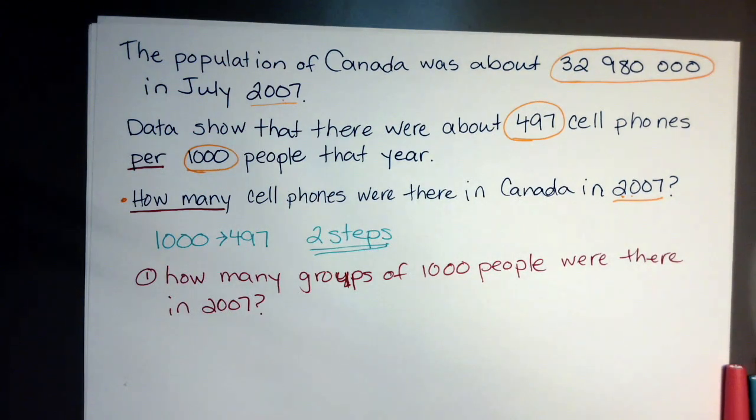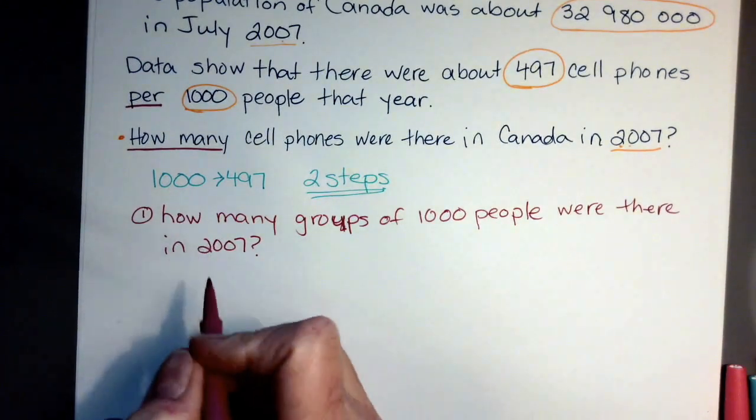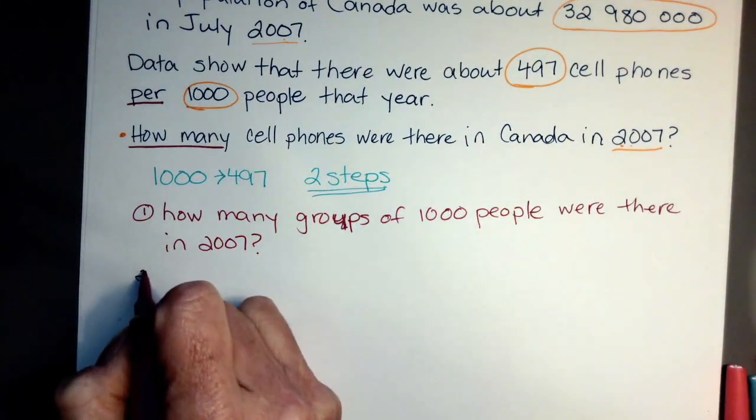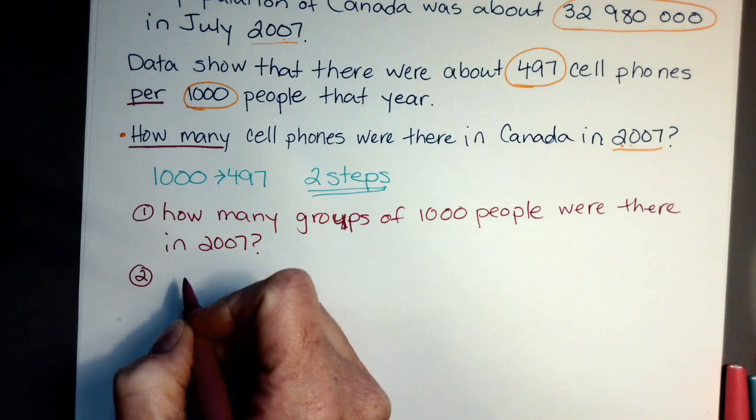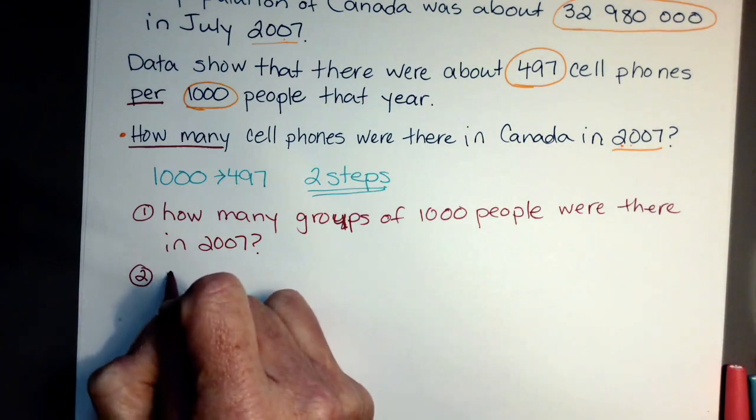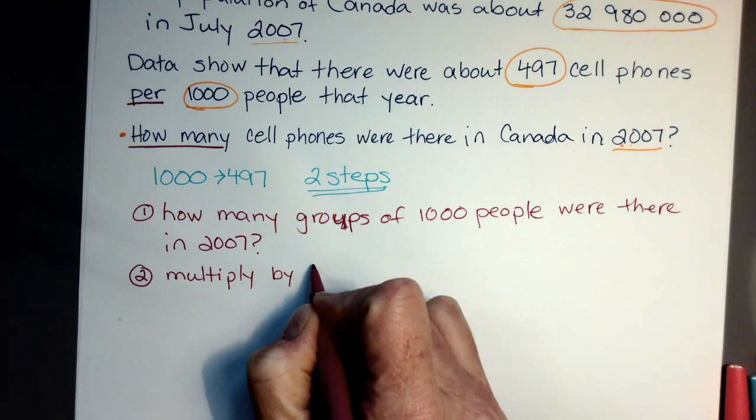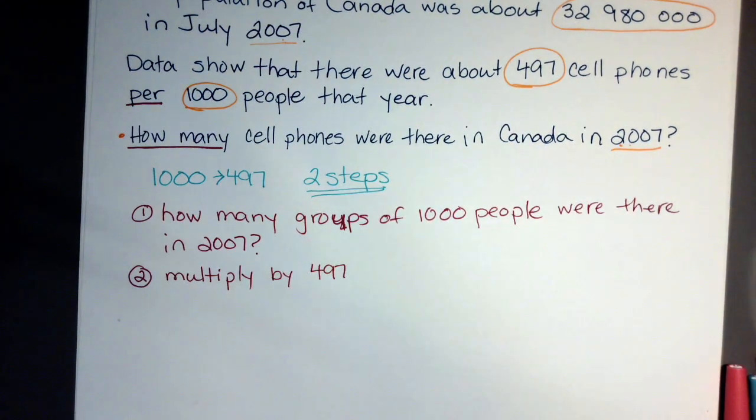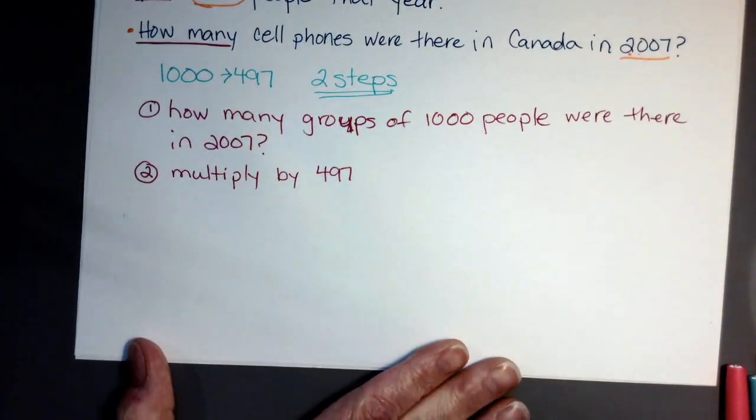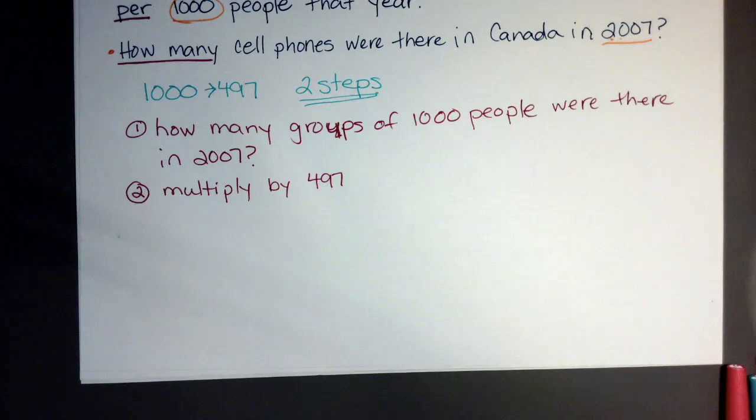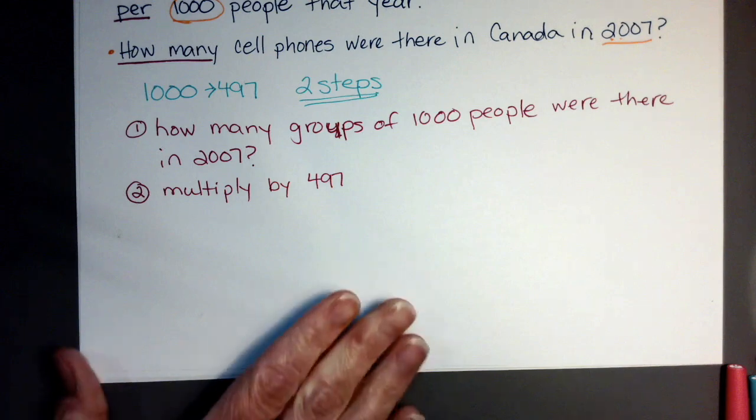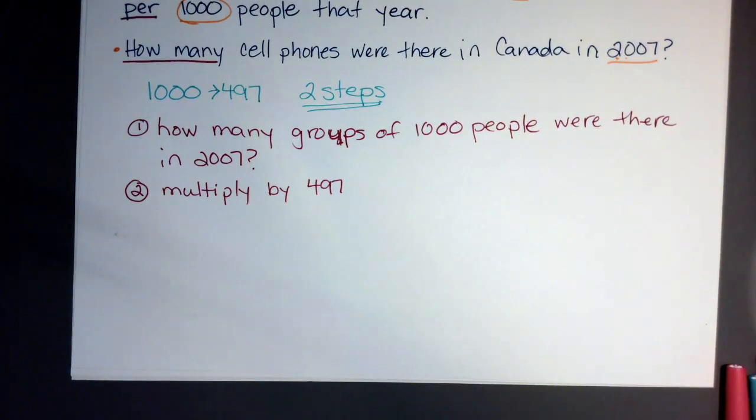So our first step is how many groups of 1,000 people were there in Canada in 2007, and then the second step will be multiply by 497. Okay? So how do we figure out how many groups of 1,000 there were in 32,980,000? Well, when we're asking how many groups of something are in something, that is a division problem.